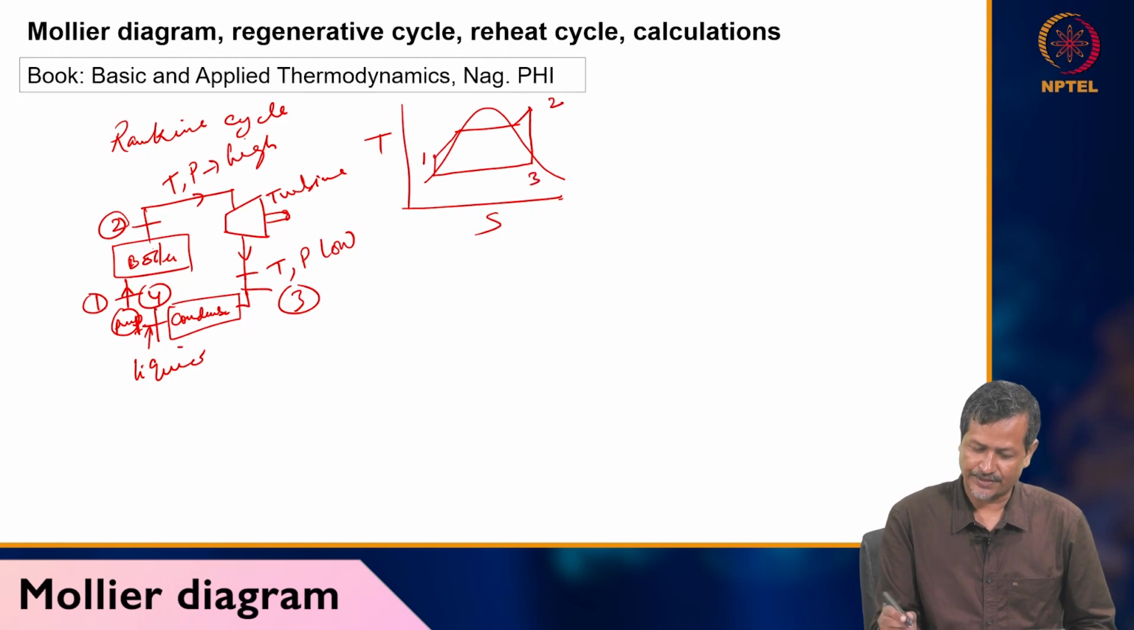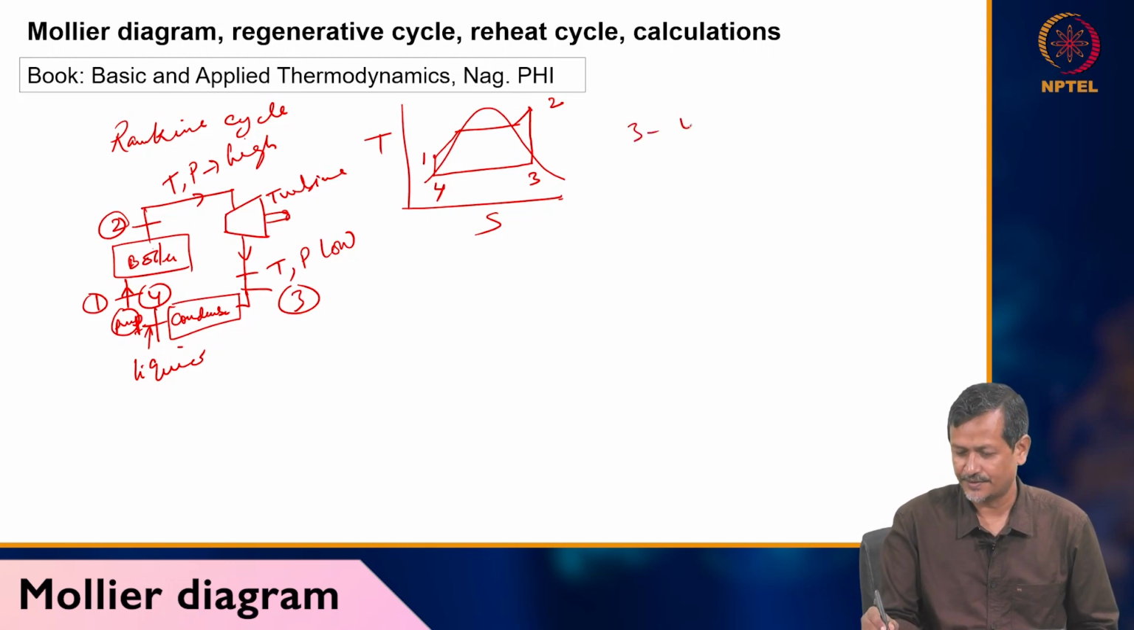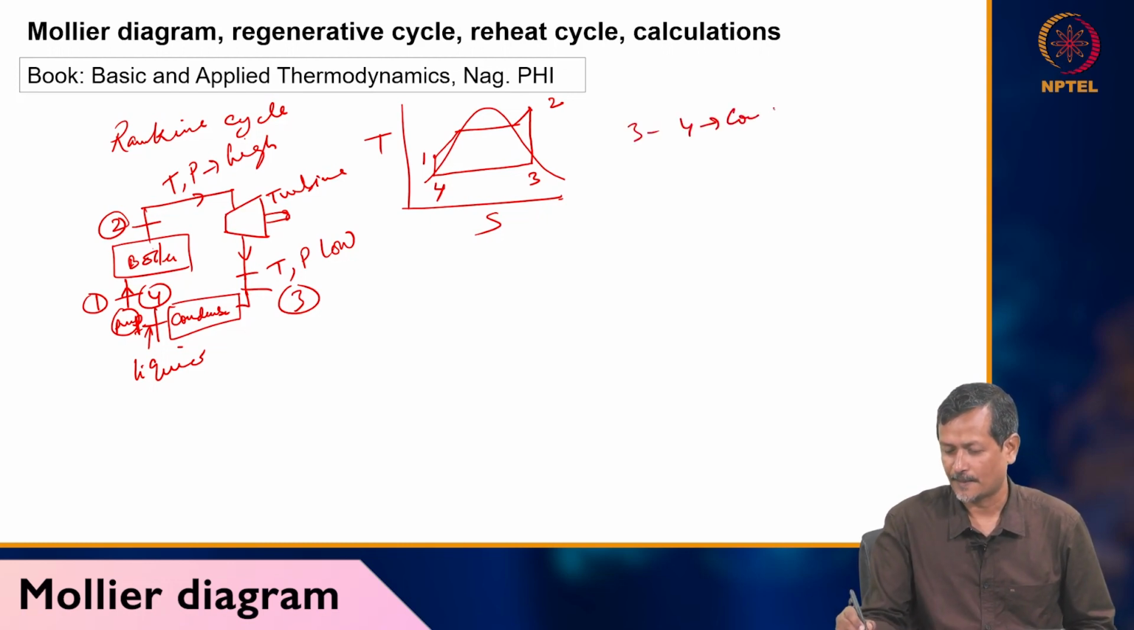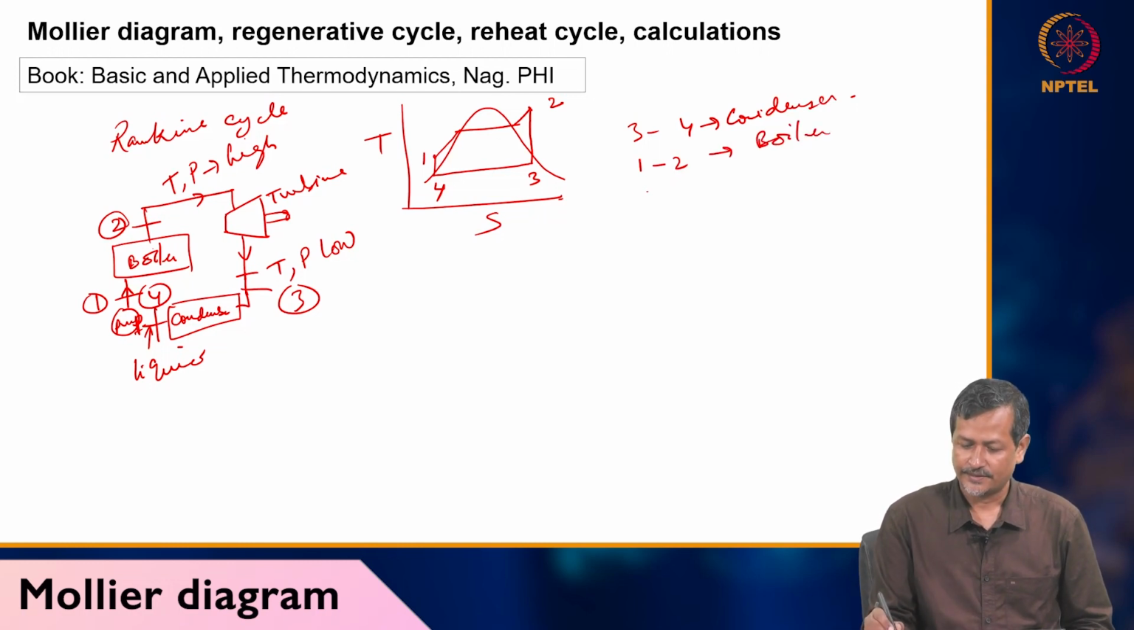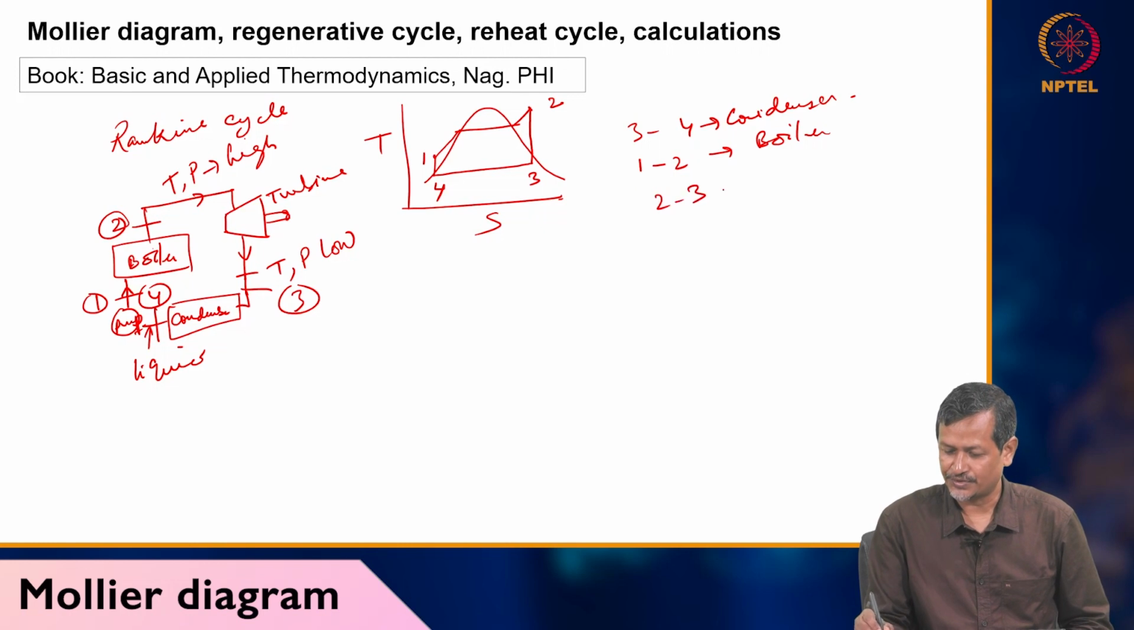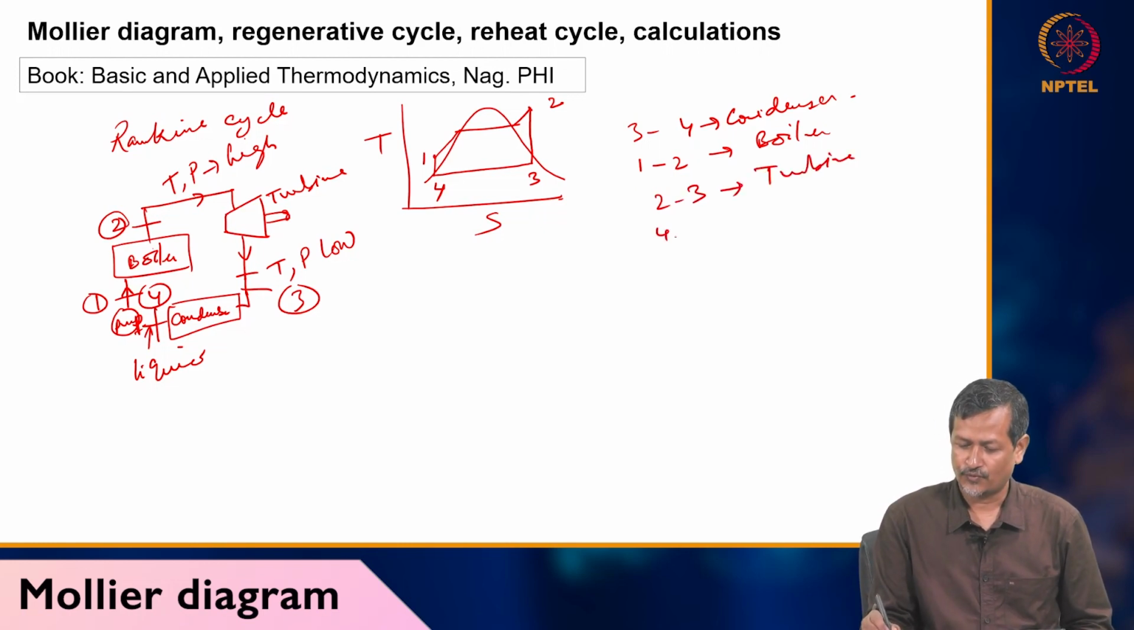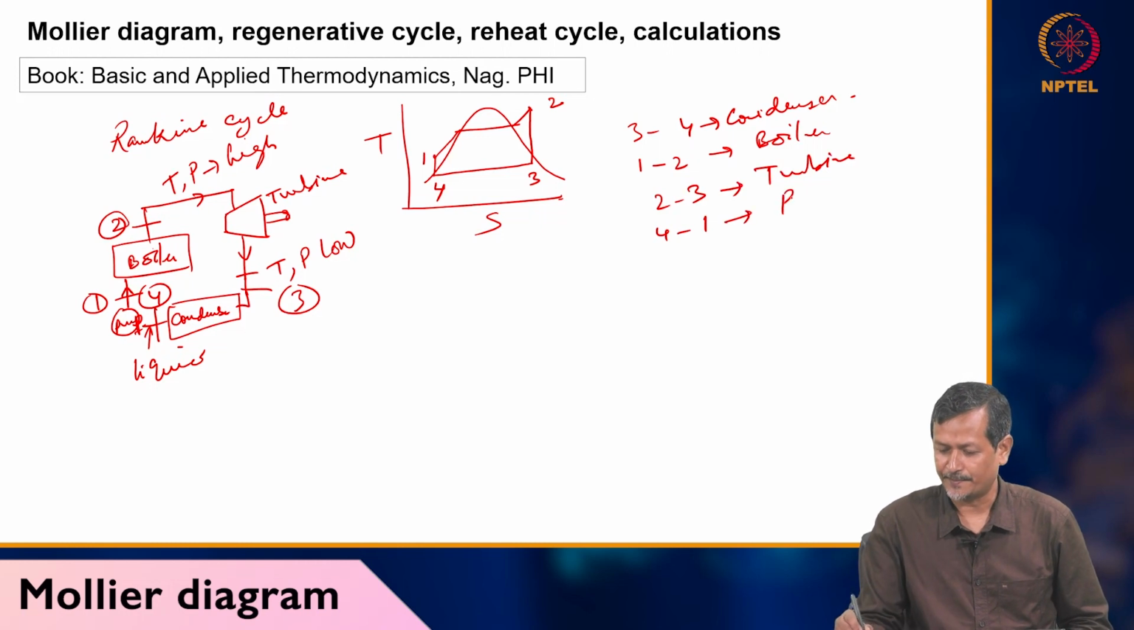then 2 to 3 is steam turbine, 3 to 4 is your condenser. 1 to 2 is your boiler, and 2 to 3 is your turbine, 4 to 1 is your pump.